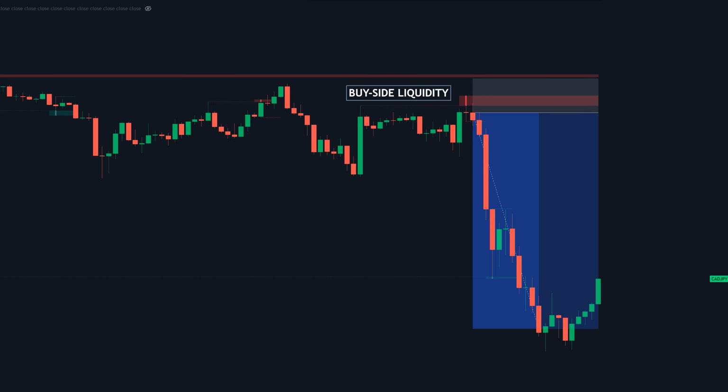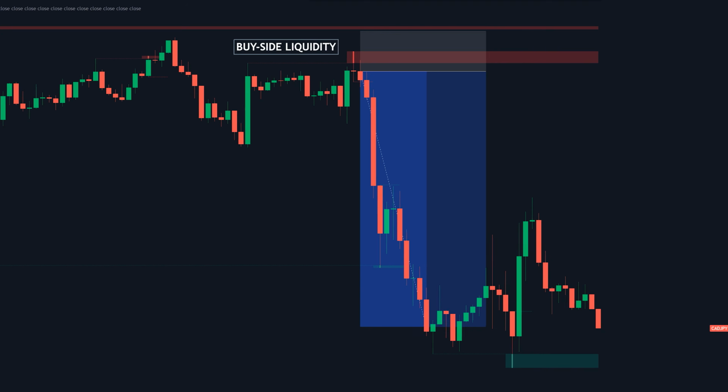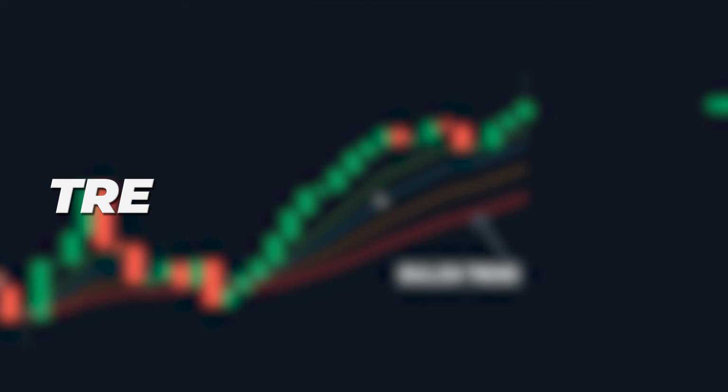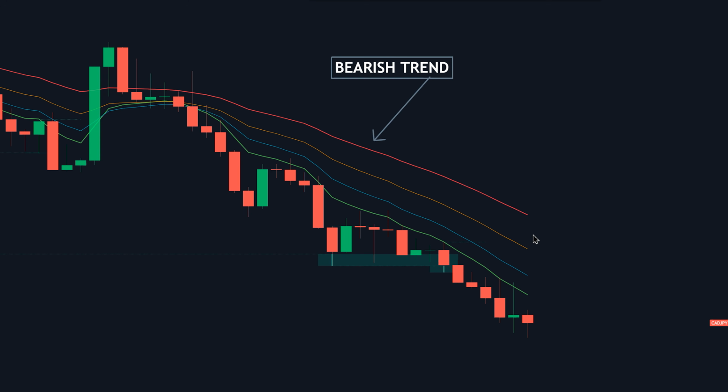However, in order to make the most out of this indicator, we need to take our positions following the direction of the overall trend of the market. And we're going to be using these EMAs to identify the trend. Whenever these EMAs are lined up like this is a bullish trend, and we're only going to be looking to take long positions. For short positions, we need these EMAs to be lined up like this.